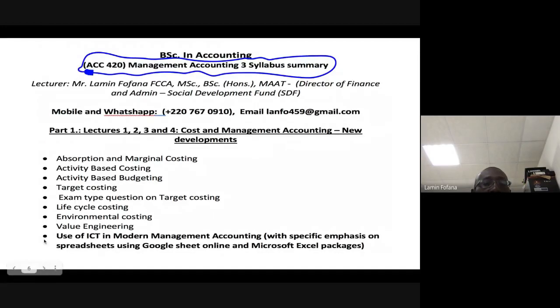Okay, so next we're going to look at environmental costing or EMA, environmental management accounting. Very interesting. I'm sure you like it. I think usually it's the topic that students will like most.